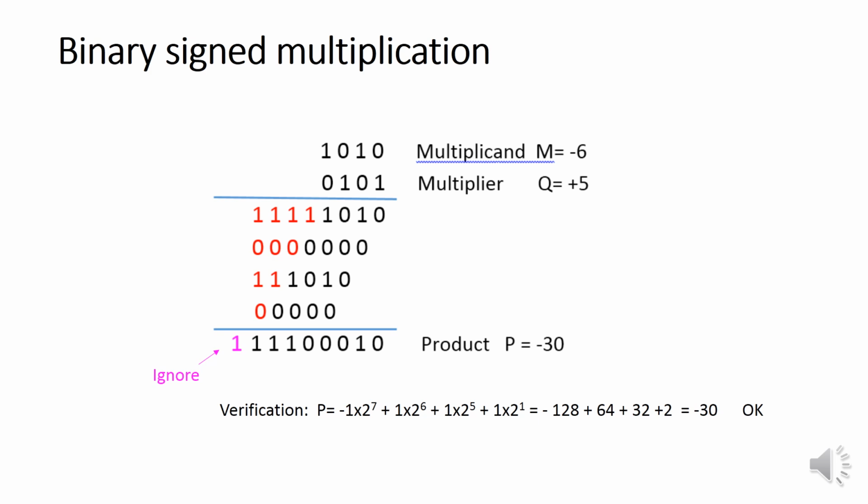Let's make the multiplication. 1 times 0 is 0. 1 times 1 is 1. 1 times 0 is 0. 1 times 1 is 1. And we add 4 ones in front to extend the number to 8 bits. 0 times 0 is 0. 0 times 1 is 0. 0 times 0 is 0. 0 times 1 is 0. And we add 3 zeros in front to extend the partial product up to 8 bits.